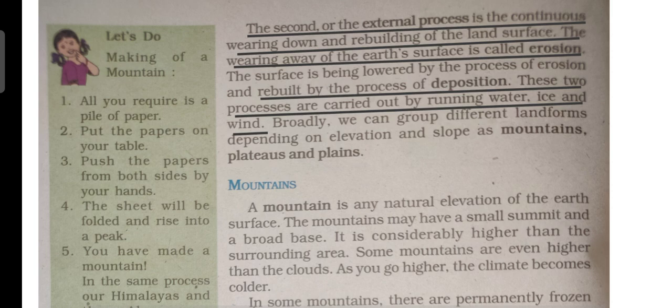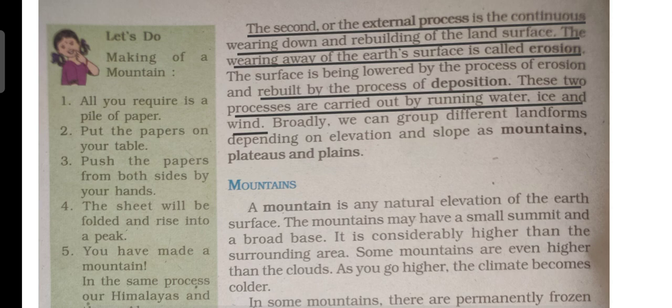So, children, the second or the external process is a continuous wearing and tearing down and then rebuilding of the earth's surface. So, the external process works on the surface of the earth. Internal process worked inside the surface of earth, but external process occurs on the surface of the earth. So, in the external process, there is a continuous wearing or tearing down and then rebuilding of the earth's surface. And this wearing and tearing of the earth's surface is known as erosion.